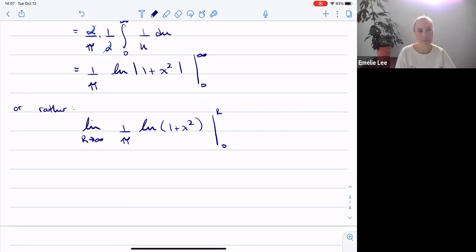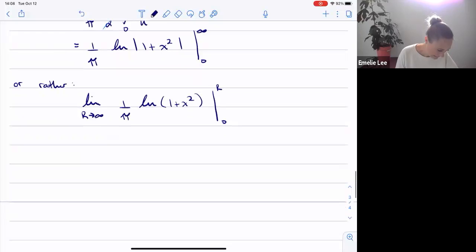to r. Now, the log of 1 is 0. You can plug in 0 here, so I can focus on this one first because it just goes away. If I have 1 plus 0 squared, that's 1. The log of 1 is 0. 0 divided by pi is still 0. So in the end, I'm going to end up subtracting 0. That's the reason I'm ignoring it, because I'm going to focus on when r goes to infinity.